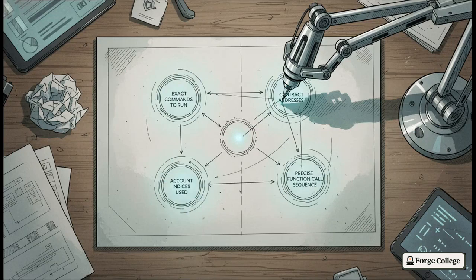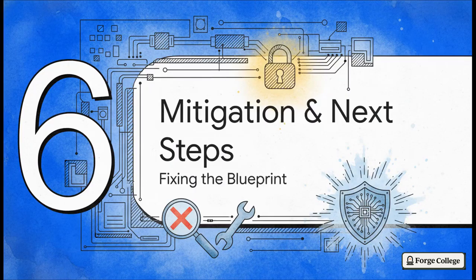Beyond just naming the suspects, your report needs 4 core components to be truly useful. You need the exact shell commands to run, the deployed contract addresses, the account indices used, and the precise function calls sequence. I really want to emphasize this. A minimal, reproducible sequence is the single most critical part of your entire debug report. It takes a vague complaint like, hey, the contract is broken, and turns it into a highly specific, actionable engineering task.